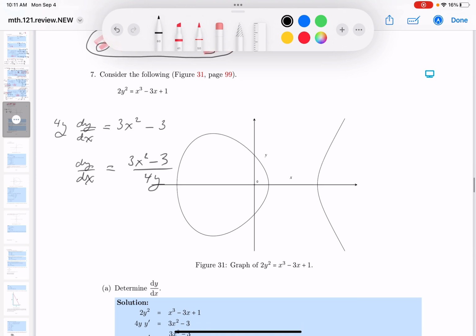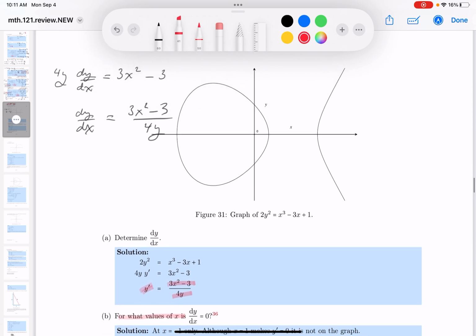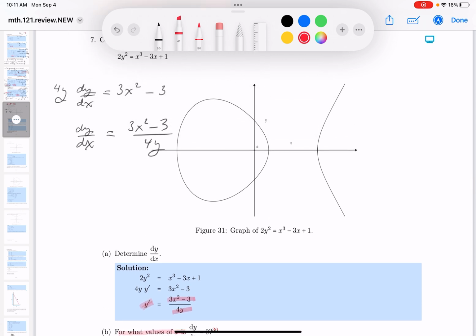So I want to see if I got that right. This is part A. Was able to get that. They put down y prime. They understand that y prime means dy/dx. Do I get the top correct? 3x squared minus 3, 4y. Then they go on to say for what values is that derivative equal to 0. Well, before I say anything, I want to point out a 0 derivative would indicate we're getting horizontal tangents.